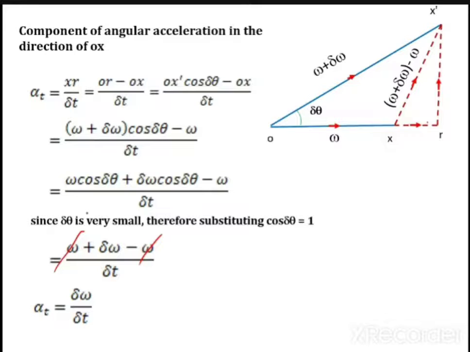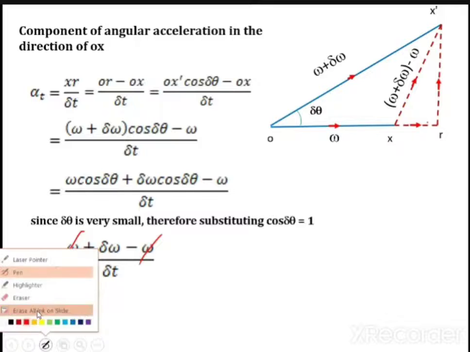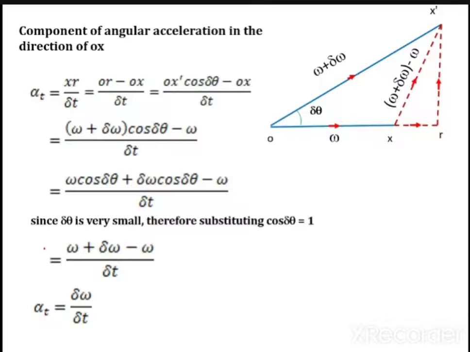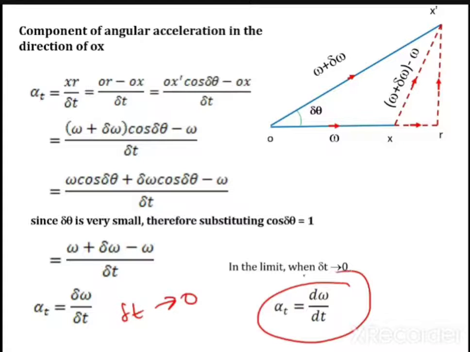Okay, now what is the next procedure? Take a limit. The procedure is the same as what we have followed in mathematics. So if I take the limit when del t tends to 0, what am I getting? Alpha t is equal to d omega upon dt. So when I take the limit del t tends to 0, I get this final result. So from this analysis, I got the first component, that is the tangential component of angular acceleration alpha.